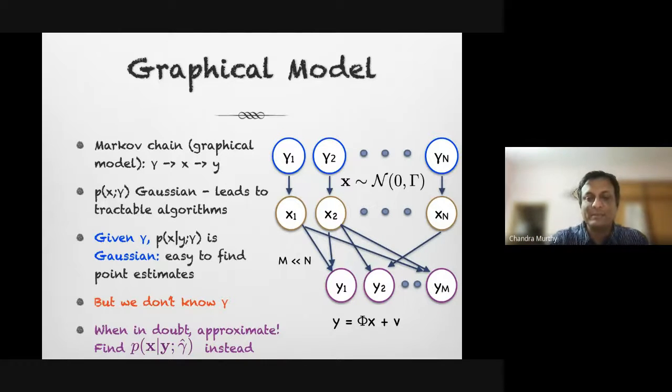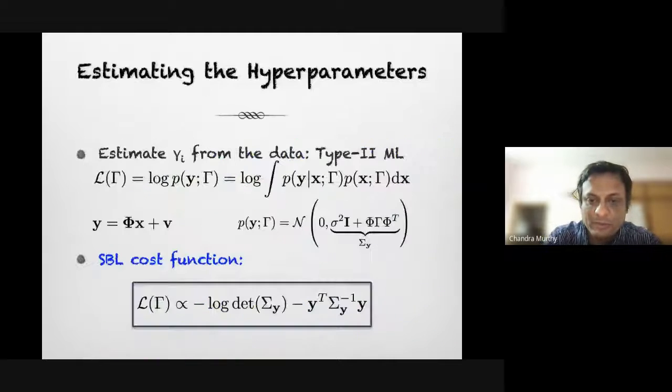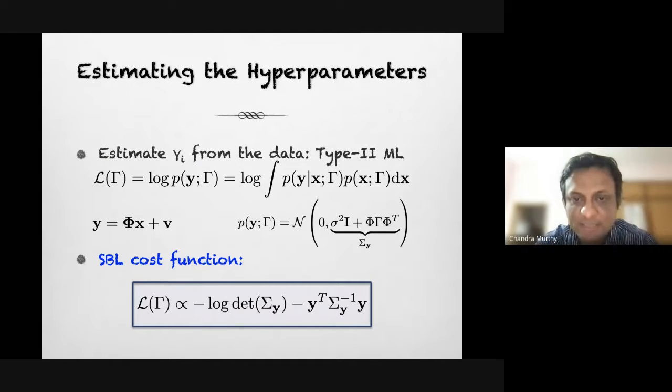And that is simply this quantity here, which you see is written as sigma Y. It is sigma squared times the identity matrix plus phi gamma phi transpose. So the distribution of Y conditioned on, or parameterized by, gamma is actually known. And it is this PDF.